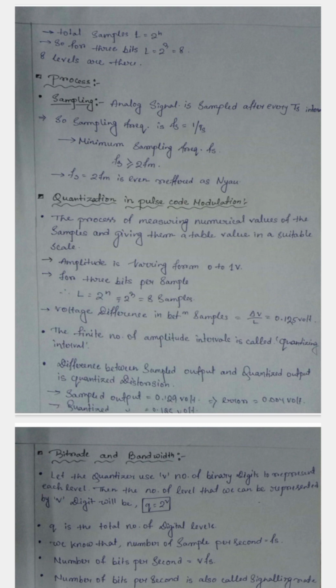Now, the process of sampling. First, the analog signal is sampled after every Ts interval of time. By the sampling method we get a sampled output, which converts the analog signal into a discrete signal. So the sampling frequency is Fs equals 1 by Ts. The minimum sampling frequency is Fs greater than or equal to 2 Fm, where Fm is the message signal frequency. Fs equal to 2 Fm is also referred to as the Nyquist rate.